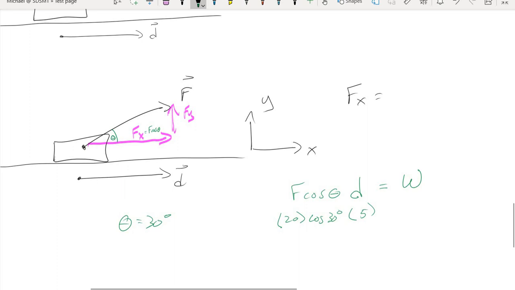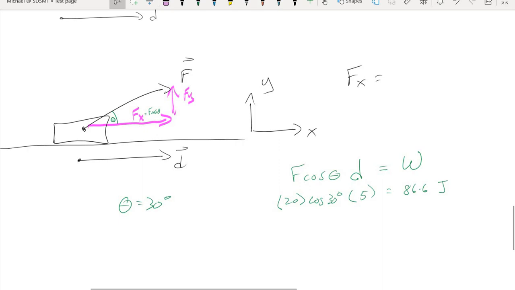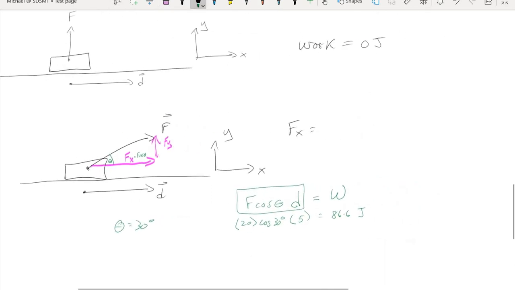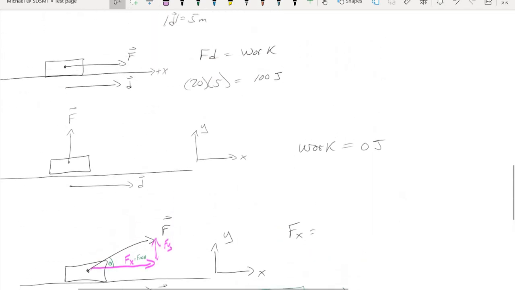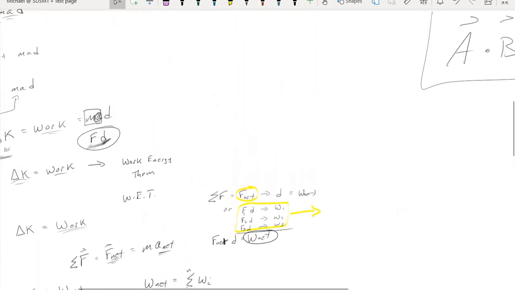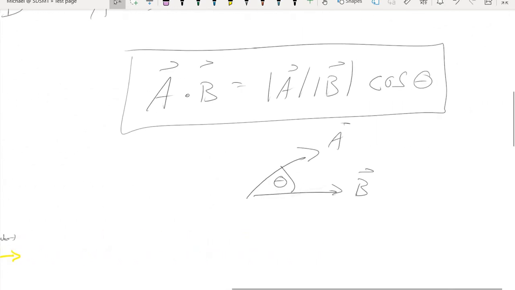$20 times 5 is 100. Then we have cosine of 30, and that's going to give us 86.6 joules of work. Well, does this look kind of familiar? Does this look kind of like what we were expecting to find with our dot product?